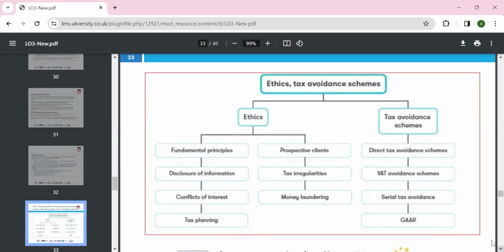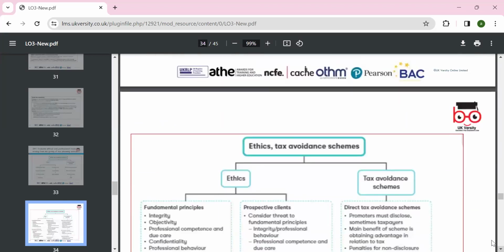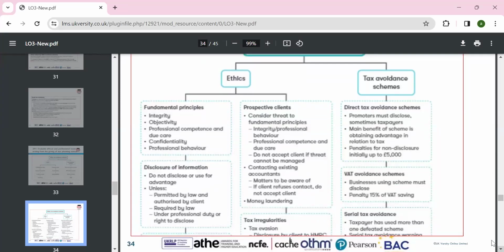Ethics, of course, we discussed fundamental principles, disclosure of information, conflict of interest, tax planning being illegal, prospective clients, tax irregularity, money laundering. We need to really focus on direct tax avoidance schemes, VAT avoidance schemes, serial tax avoidance and generally accepted regulations, which we can look at further. And on ethics in tax avoidance schemes, we look ethically, morally, and at tax planning, which of course is illegal if done intentionally, but disclosure needs to be made accordingly.